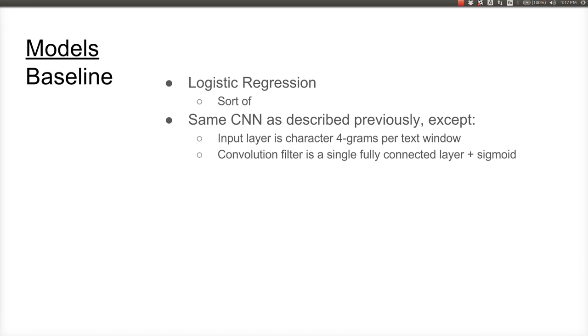My baseline is a logistic regression, sort of. It uses the same convolutional structure as DeepFilter, but the input layer is a sparse feature vector of character four-grams for each window of text. The convolutional filter is a single fully connected layer plus a sigmoid activation.